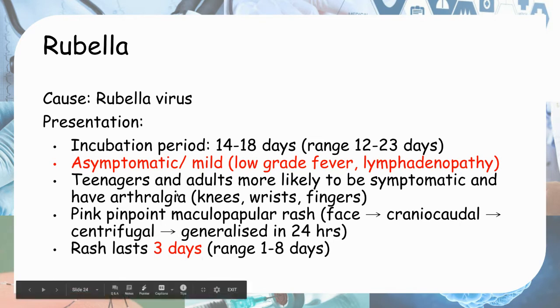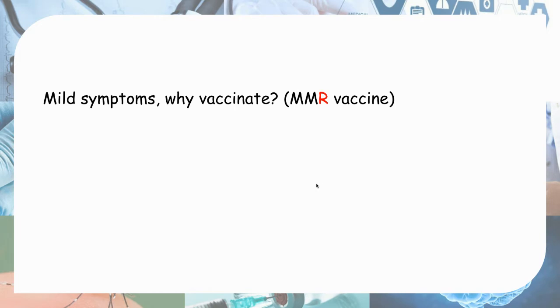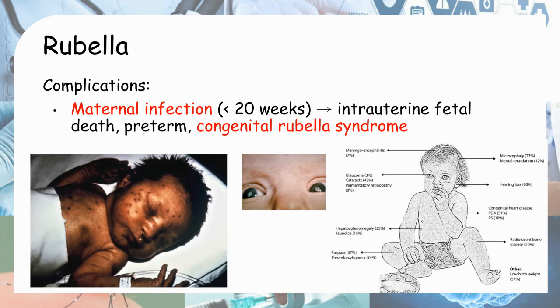So it sounds quite mild. Some asymptomatic, some mild, low-grade fever. But why do we put rubella in our vaccination schedule? Because the MMR vaccine has cover for measles, mumps, and rubella. Measles, we know it kills a lot of people, but rubella seems fine. Anybody know why we are vaccinating against it? The reason is because it is dangerous if a mother gets infected. It can cause congenital rubella syndrome if the mother gets infected within the first 20 weeks of pregnancy.